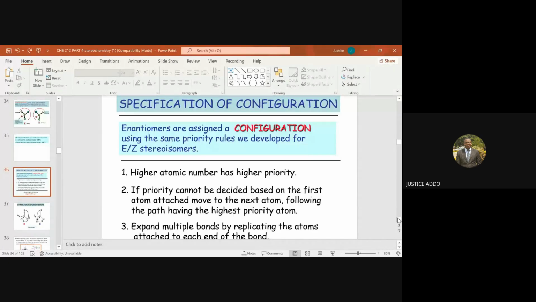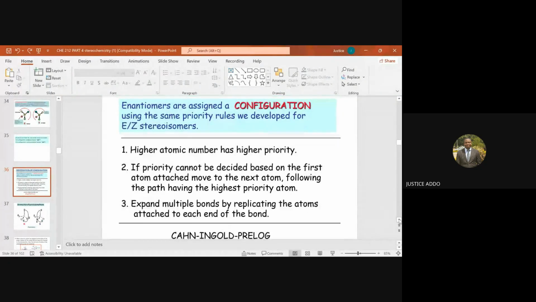So first, the rule is the same priority rules we developed for the E/Z stereoisomers. Like I said, higher atomic number has higher priority. And if priority cannot be decided based on the first atom attached, we then move to the next atom. We follow the same pathway until we are able to separate them.